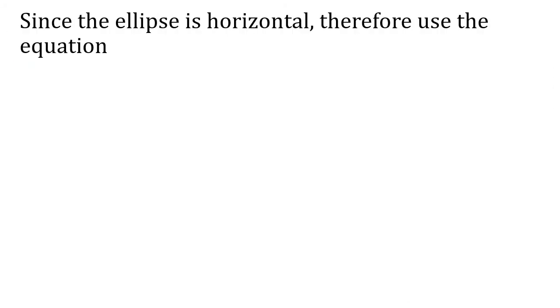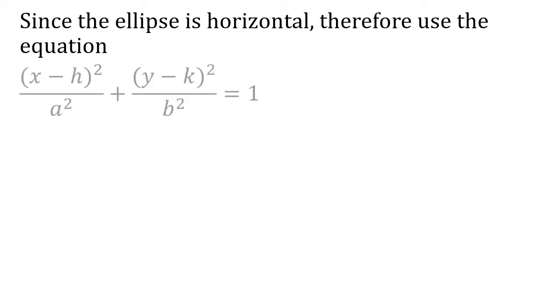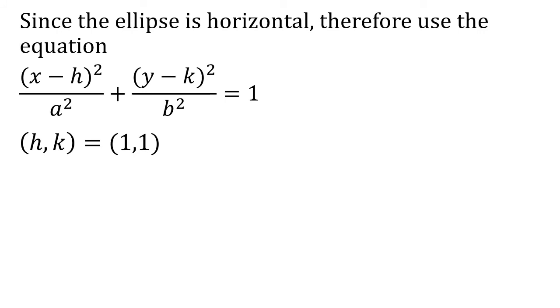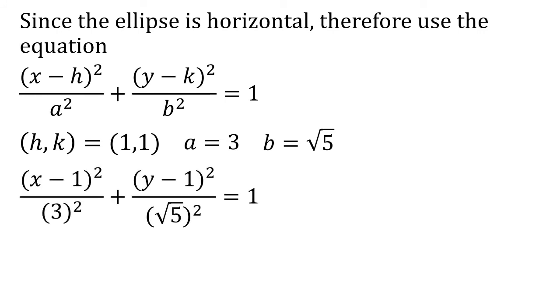Since the ellipse is horizontal, therefore use the equation (x minus h) squared all over a squared plus (y minus k) squared all over b squared equals 1. So since our (h, k) is (1, 1), a is equal to 3, b is equal to square root of 5, and c is equal to 2, but we will not be using the value of c here, only the value of a and b. So let us substitute the (h, k) and a and b in our formula.